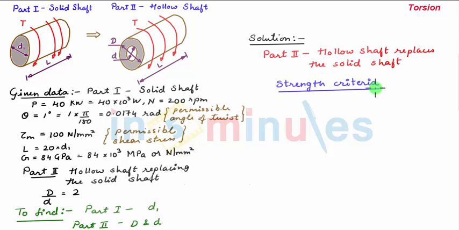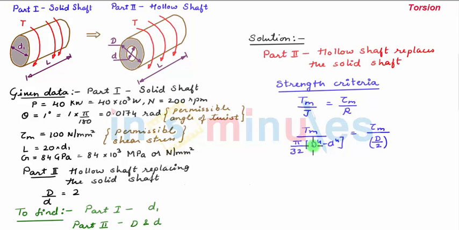Now we see that the torsional formula from strength criteria is Tm by J is equal to tau m by capital R, where R is the outer radius of this hollow shaft, or the extreme layer of this hollow shaft from the center. Now writing the formula for J, the polar moment of inertia of this hollow shaft, we have Tm by pi by 32 into capital D to the power 4 minus small d to the power 4 equal to tau m upon R, which is capital D by 2.